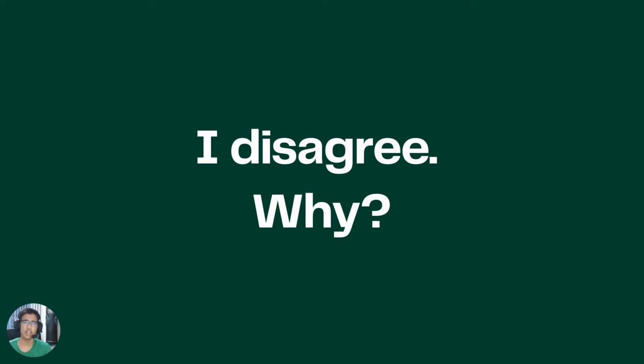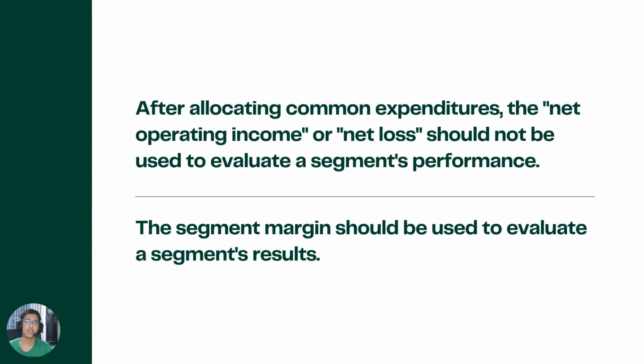I disagree with that. Why? Such allocations can be misleading to management because they seem to imply that these expenses are caused by the segments to which they have been allocated. After allocating common expenditures, the net operating income or net loss should not be used to evaluate a segment's performance, and the segment margin should be used to evaluate a segment's result.